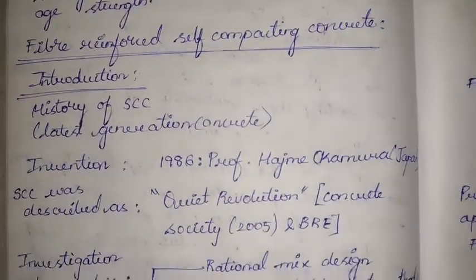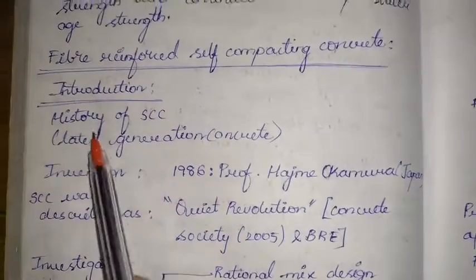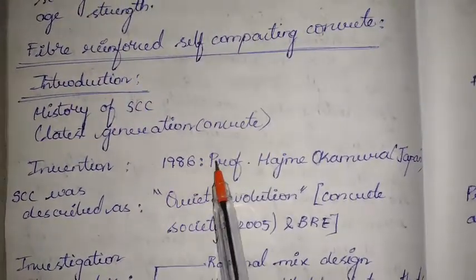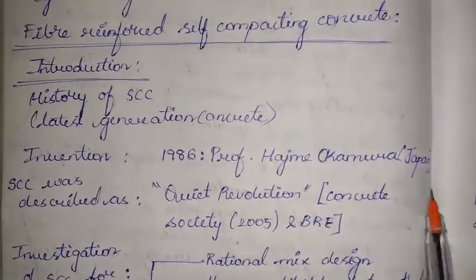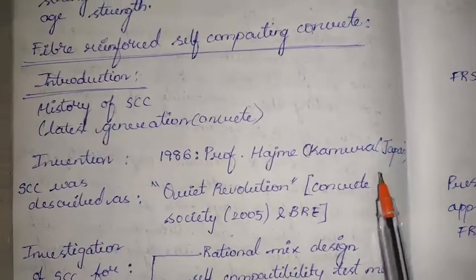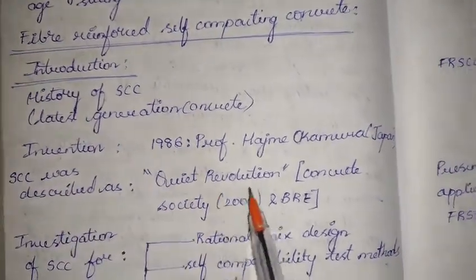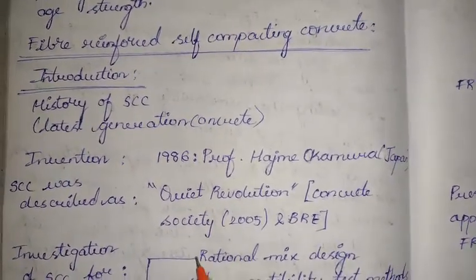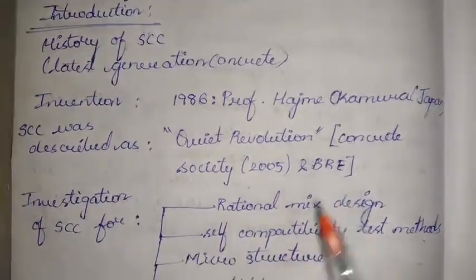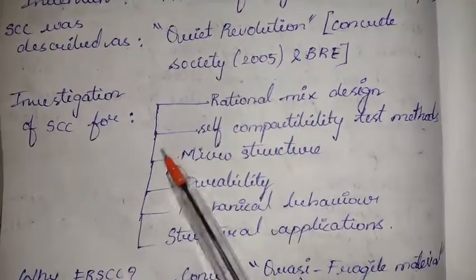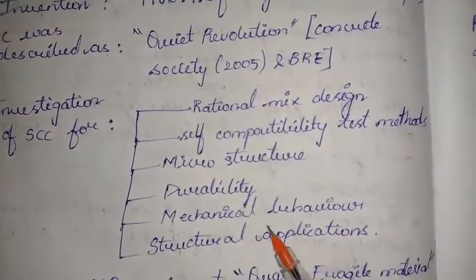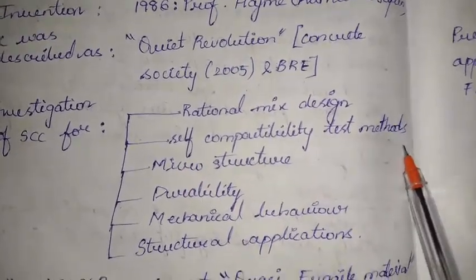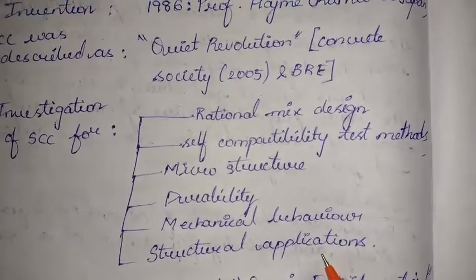Coming to the introduction of fiber reinforced self-compacting concrete. Coming to the history of self-compacting concrete, the latest generation concrete, in 1986 Professor Hajime Okamura in Japan proposed this. SCC was described as the Quiet Revolution by the Concrete Society and BRE in 2005. So we are investigating SCC for mechanical behavior, durability, microstructure, and what all the self-compactability test methods are, and structural applications of this.